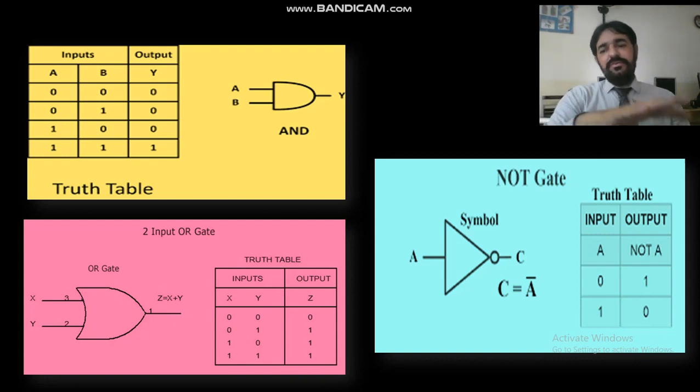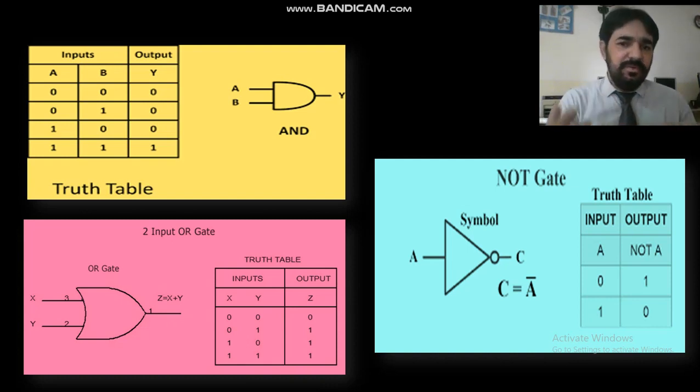If the value is not A, not true, the output will be true. So it is the inverse of the given value. In the truth table you can see we have only one input A. If the input A is 0, the output is 1. If the input is 1, the output is 0. So it's the inverse of our input based on a single value.